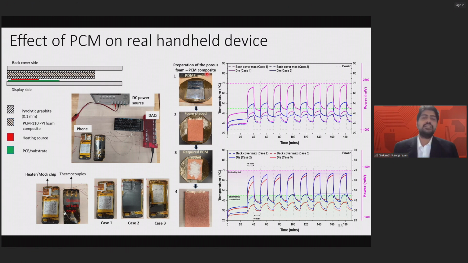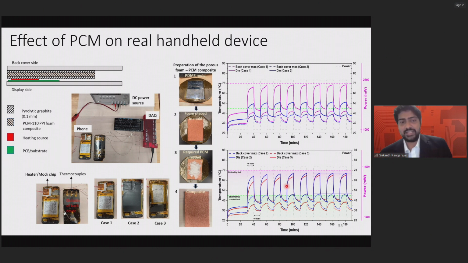This is an effort that we are trying to make, where we are fabricating porous foams, and we are trying to put PCMs in a real portable electronic device. Then we are trying to induce workloads by its operation, and we are trying to see whether we are able to get a reduction in temperature. And yes, we do see a very nice reduction in temperature between the cases with a PCM and without a PCM, but it also requires a lot of spreading. That's exactly what we are observing in these experiments.